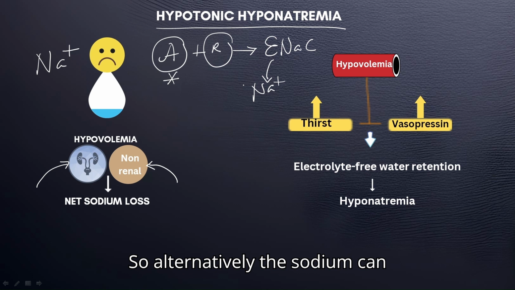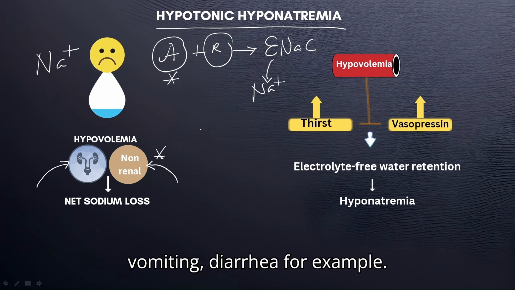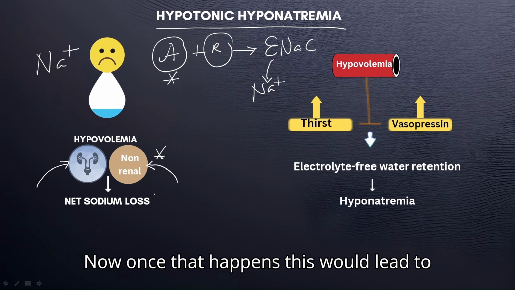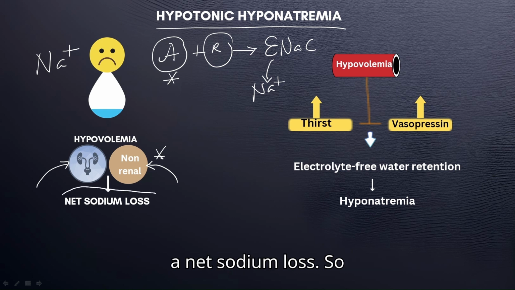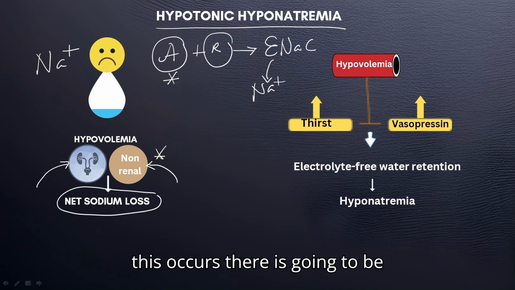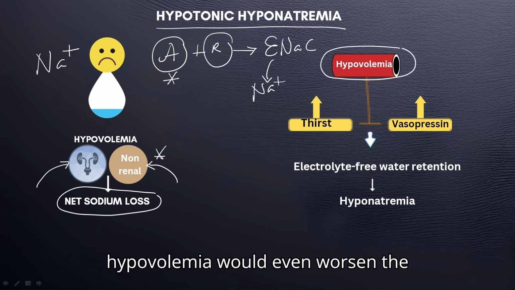Alternatively, sodium can also be lost through non-renal routes such as burns, skin losses, and gastrointestinal tract disorders, which would lead to vomiting and diarrhea, for example. Once that happens, this would lead to a net sodium loss. So we have hyponatremia. But once this occurs, there is going to be a hypovolemia, right? And this hypovolemia would even worsen the hyponatremia.